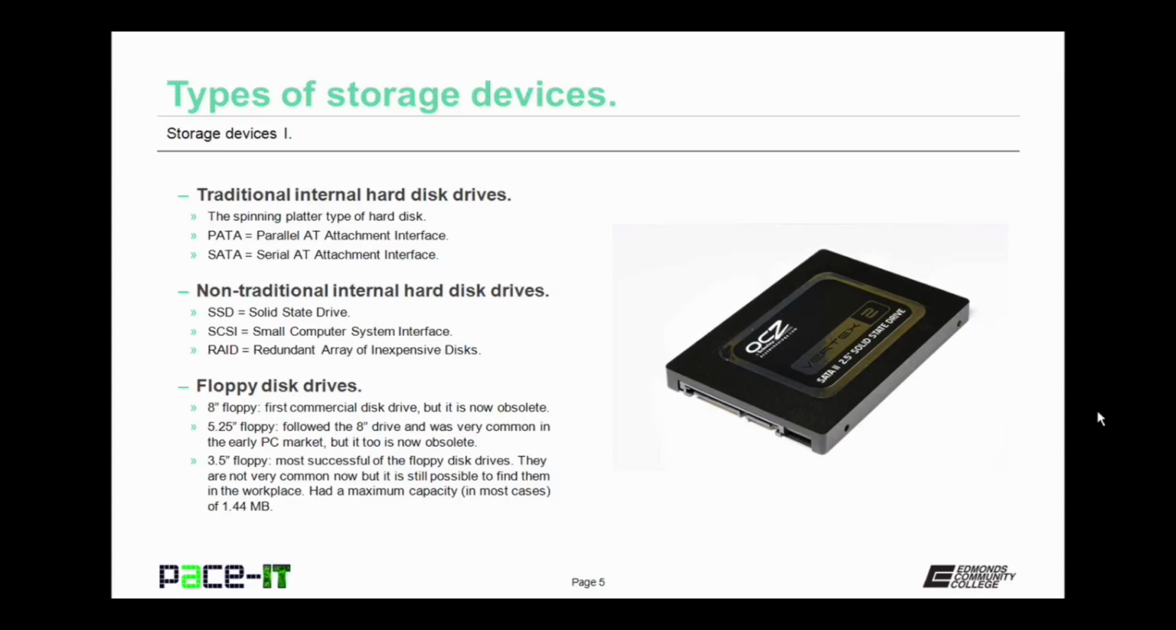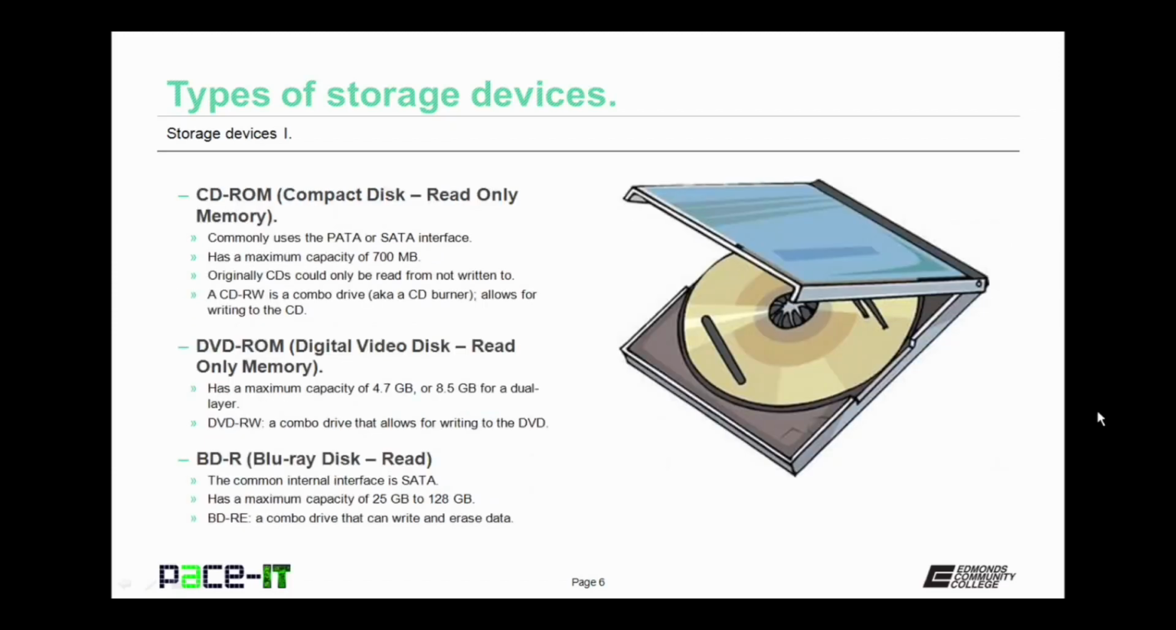Now they're not very common now, but you may still come across one in the workplace, so you need to know about them. They had a maximum capacity of 1.44 megabytes. So now let's move on to the CD-ROM, the compact disc read-only memory. When these first came out, they commonly used the PATA interface, but now more than likely you'll find them with the SATA interface. The CD-ROM has a maximum capacity of 700 megabytes.